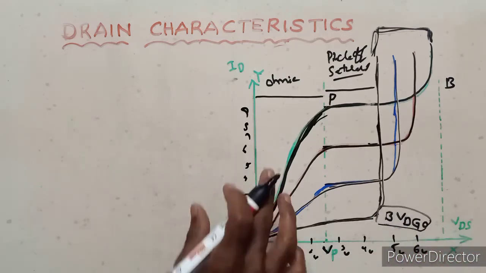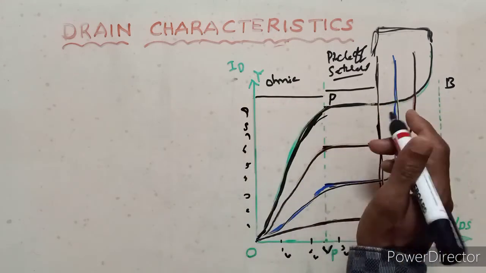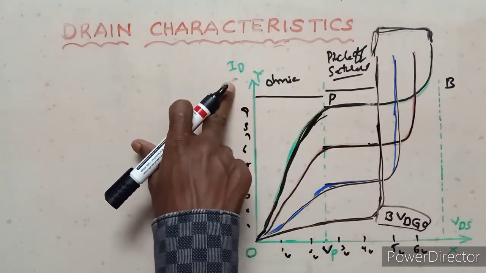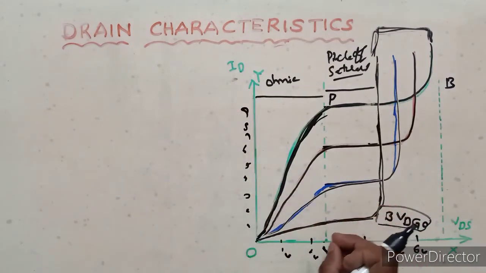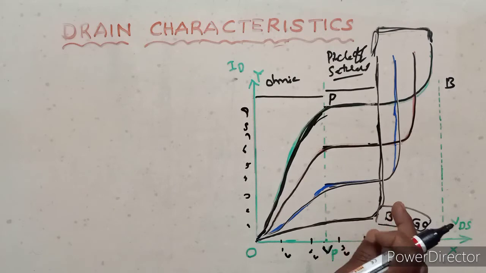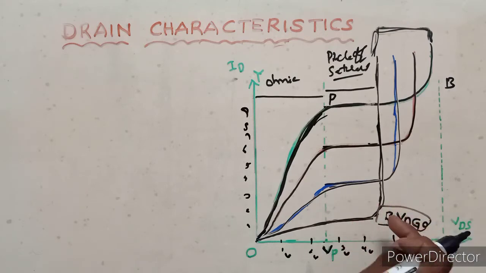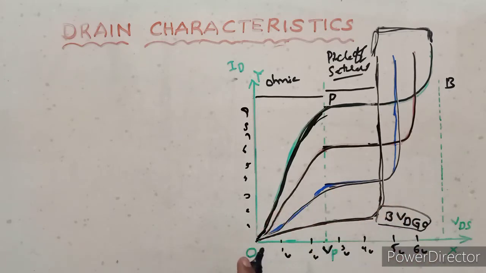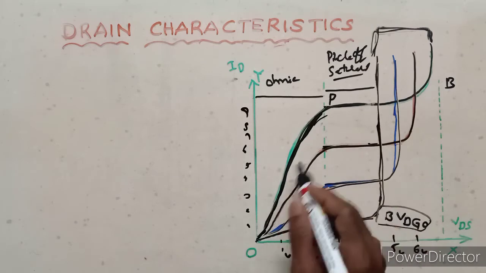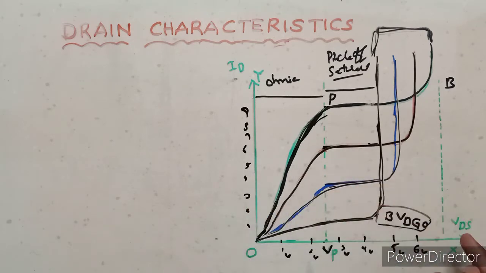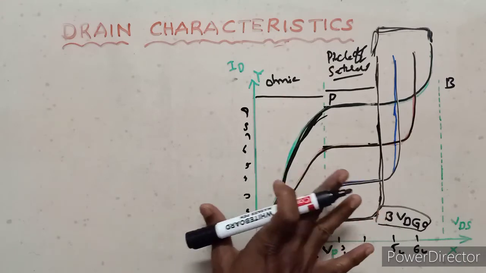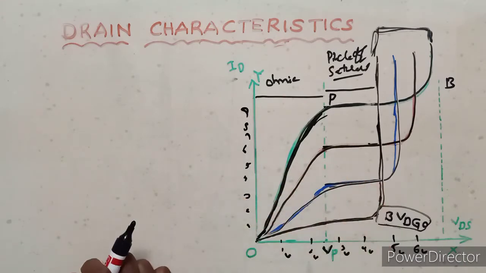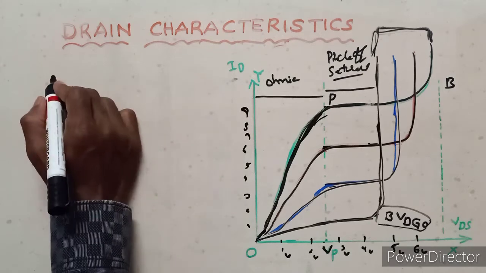Okay, next, the drain current ID is controlled by the reverse bias voltage applied to the gate. Thus this device has been given the name field effect transistor, because this device is controlled by voltage, and also this device is affected by the electric field. So this device is called a field effect transistor. So the region of operations.